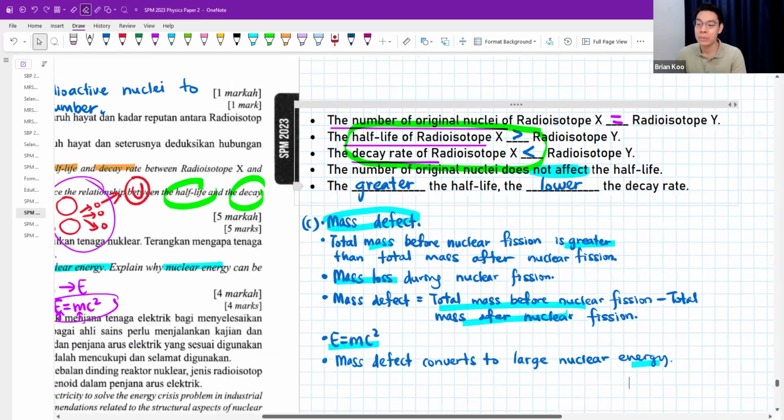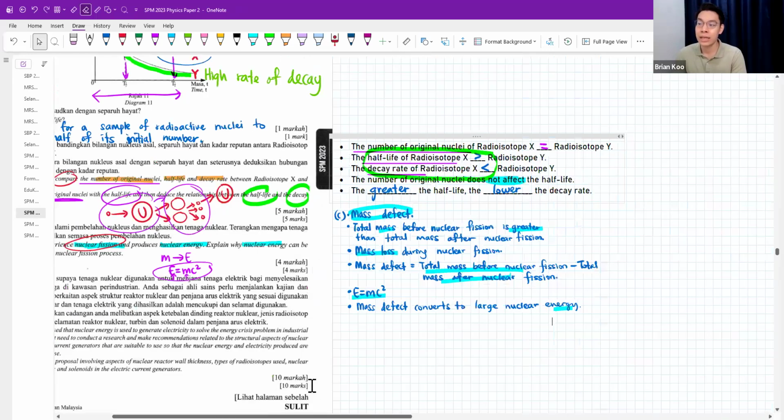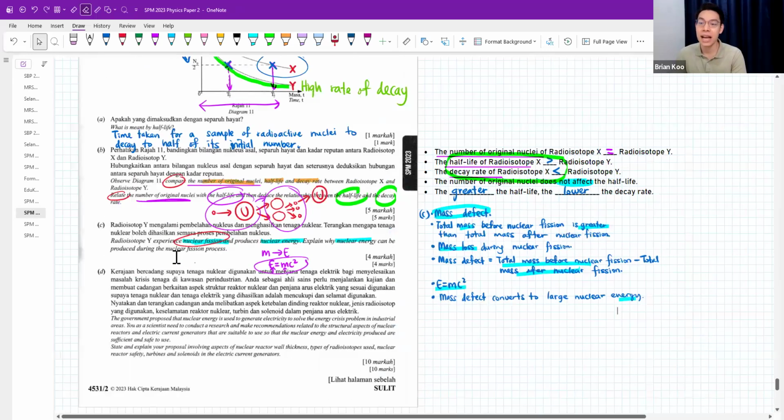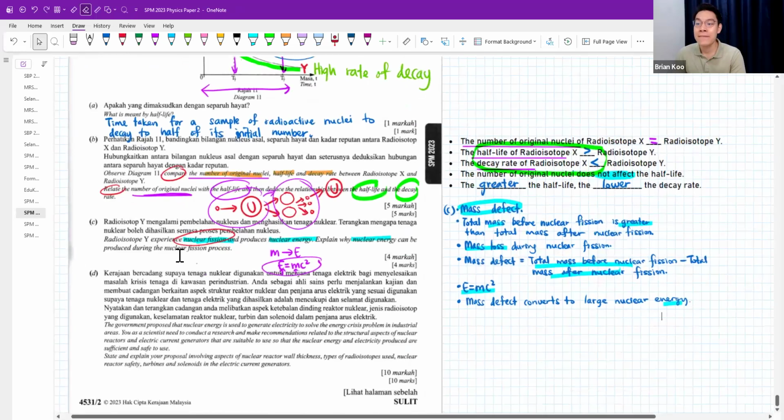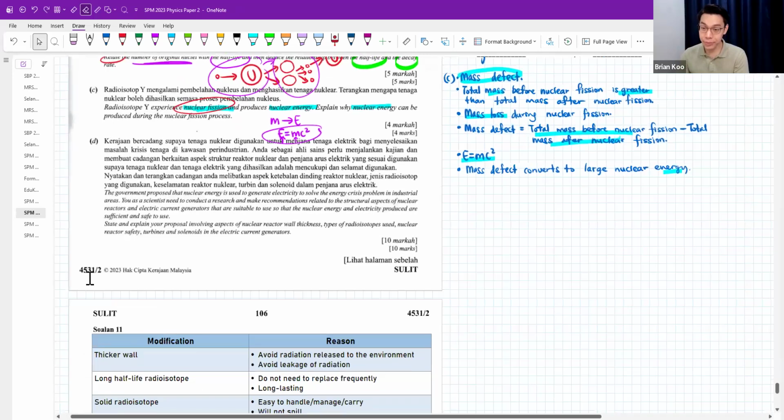Okay? Some people go and answer about chain reaction and all of those things. I don't think you need to. How to get energy because of mass defect. Yeah, but 4 marks is very scary. So you just write whatever you know. And it's a compulsory question, so you can't escape. And then we have one last part to end the paper, just 10 marks.